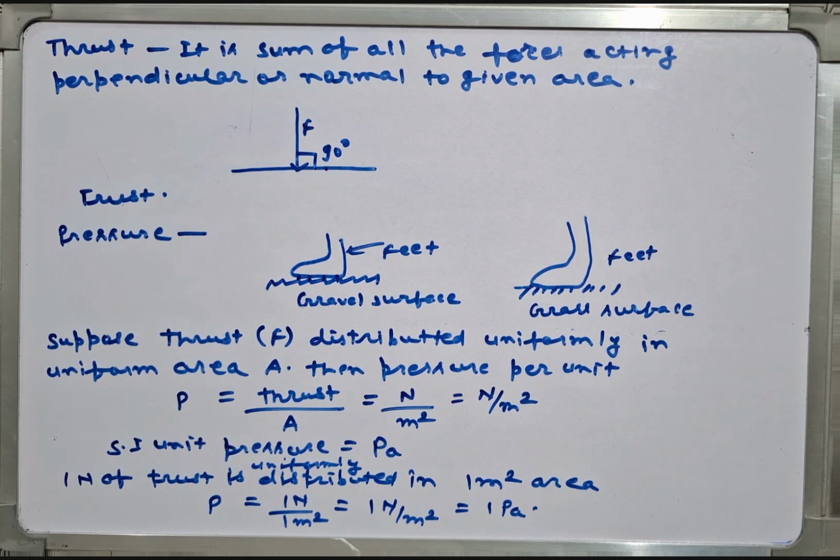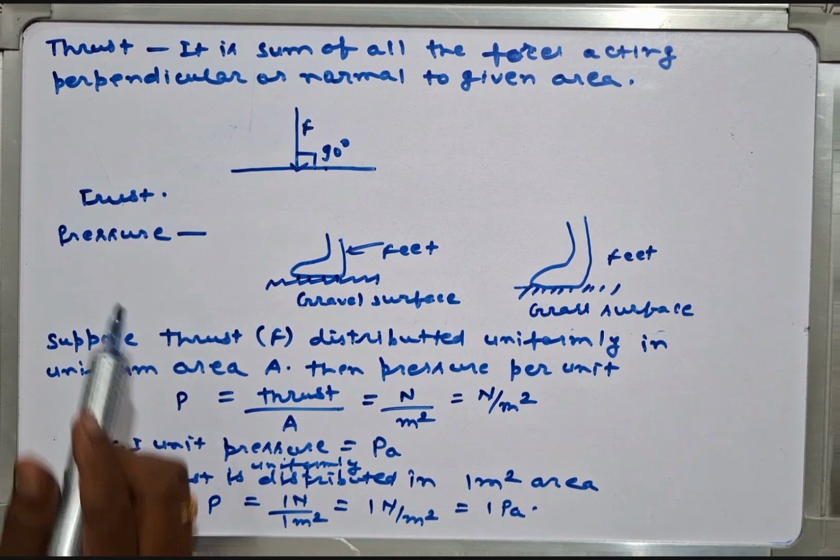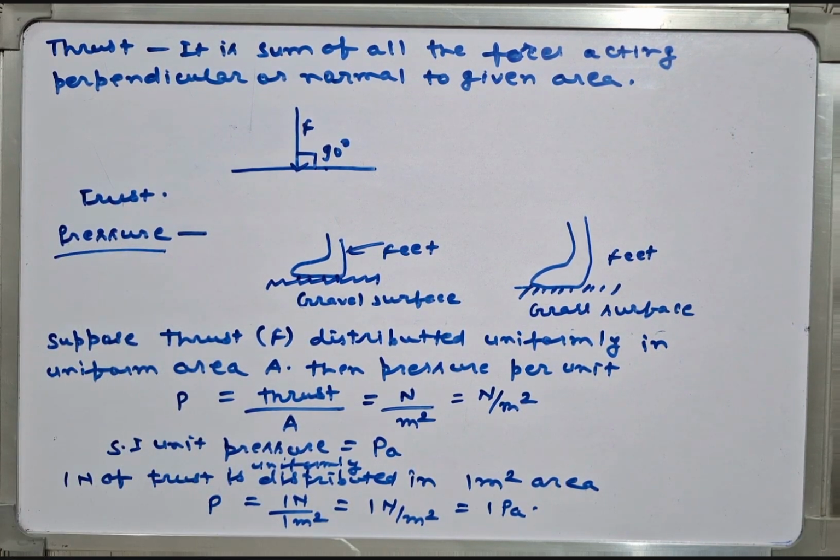Okay, so you can ask, sir, where do we use this pressure technique? You can see, guys, under the railway track there are concrete sleepers. When a heavy train is moving, the contact between the track and the rail wheel is very small. So for distribution of pressure, we put concrete sleepers under the railway track.